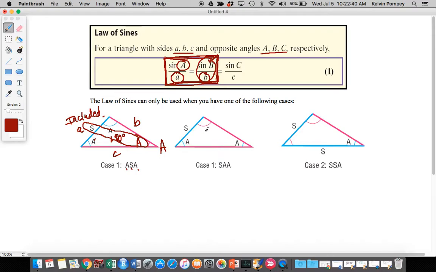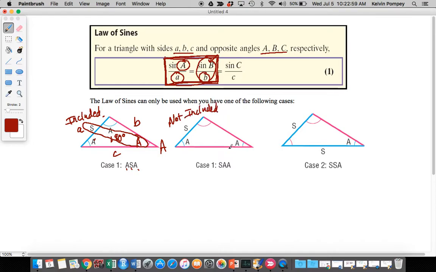Okay? Same thing happens when we have a side that's not included. So here, angle, side, angle. So we know two sides and the included angle. Sorry, two angles and the included side. Here we know two angles and the non-included side. This is not the included side.